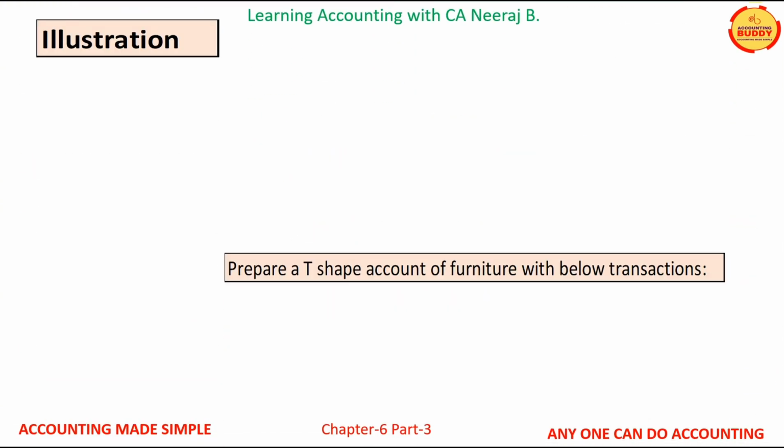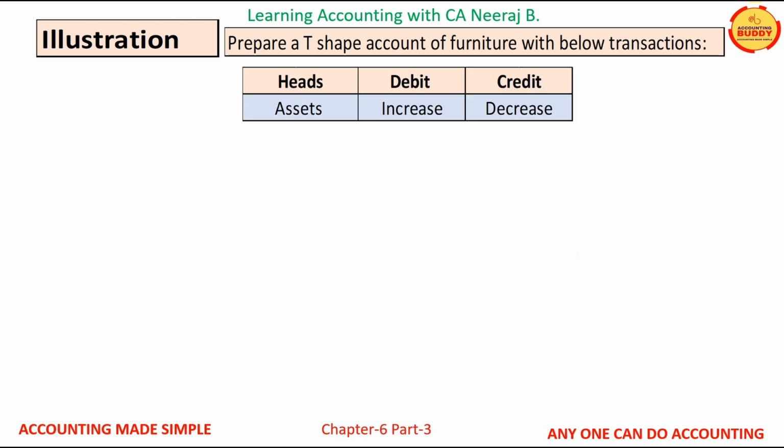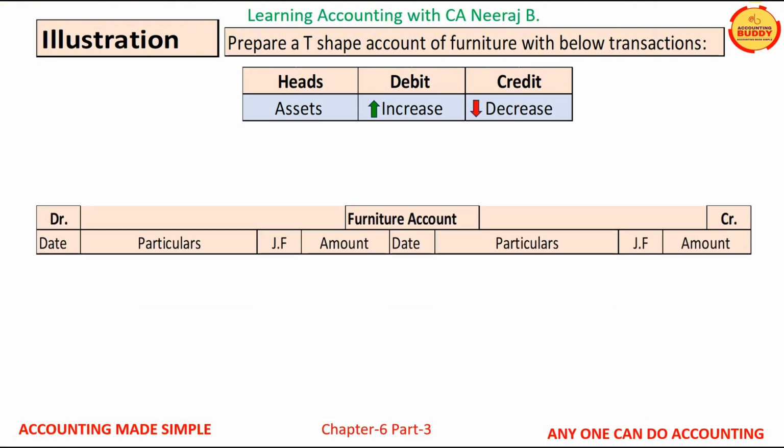Let us discuss another illustration. Prepare a T-shaped account of furniture with the below transactions. Since the furniture is an asset account, we know the rules of debit and credit for asset accounts. Asset accounts are debited when there is an increase in the asset value, and asset accounts are credited when there is a decrease in the asset value. The value of furniture already with the business is worth 50,000. Therefore, it is shown in the furniture account as opening balance as on 1st of April 24.